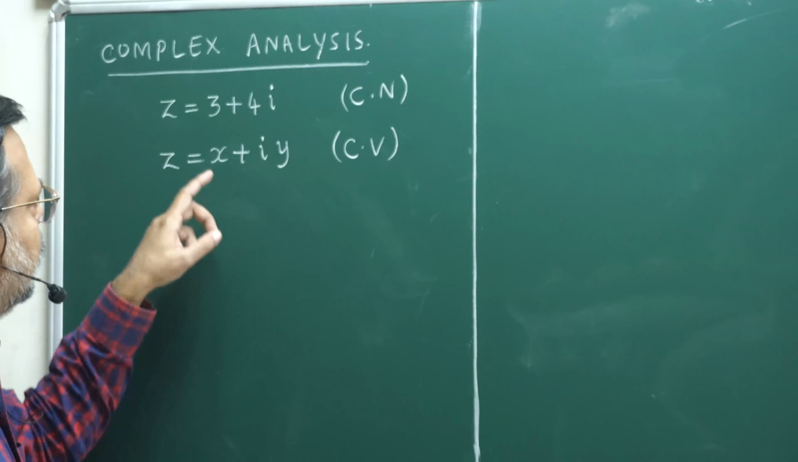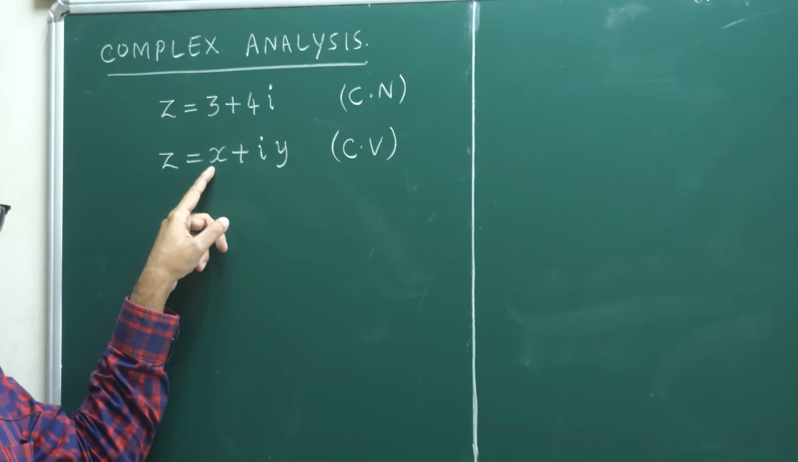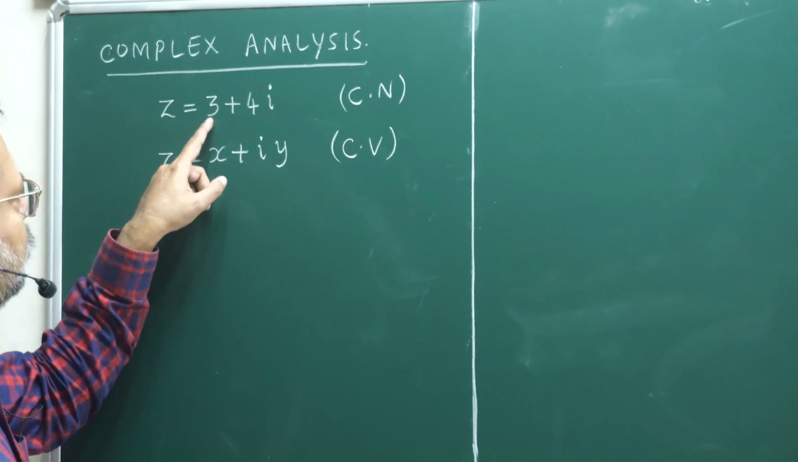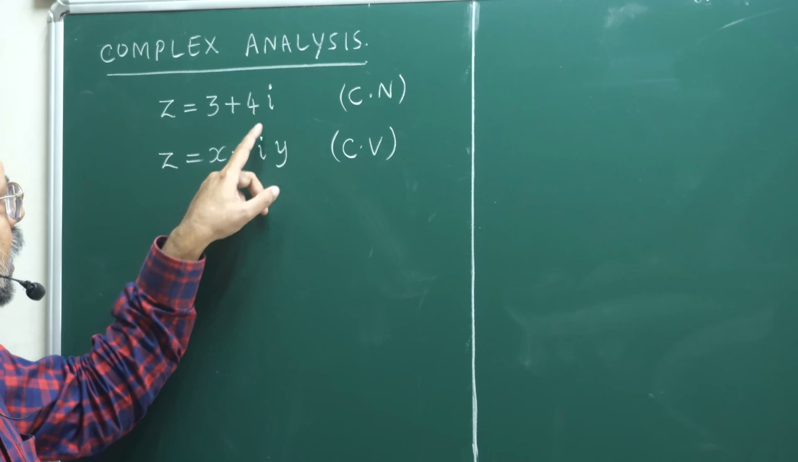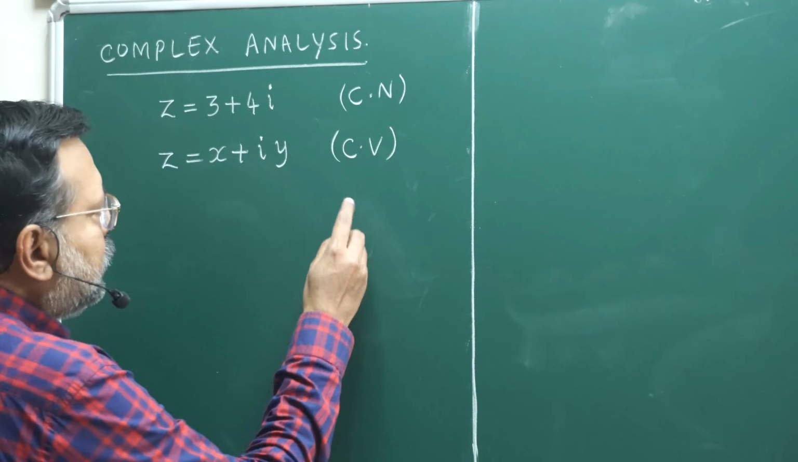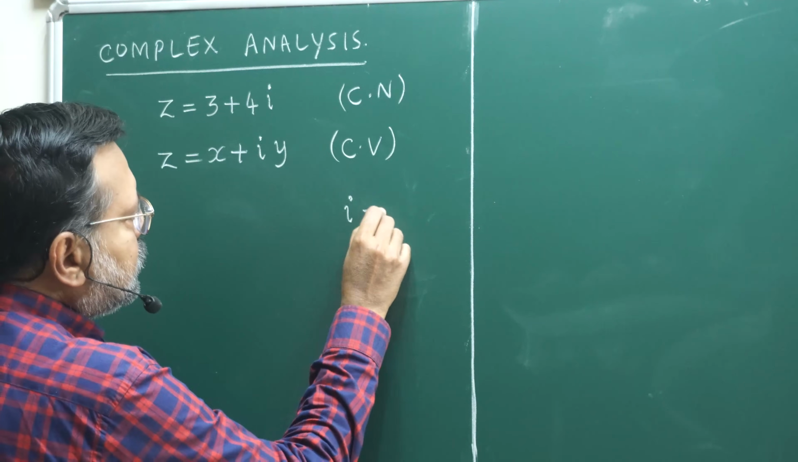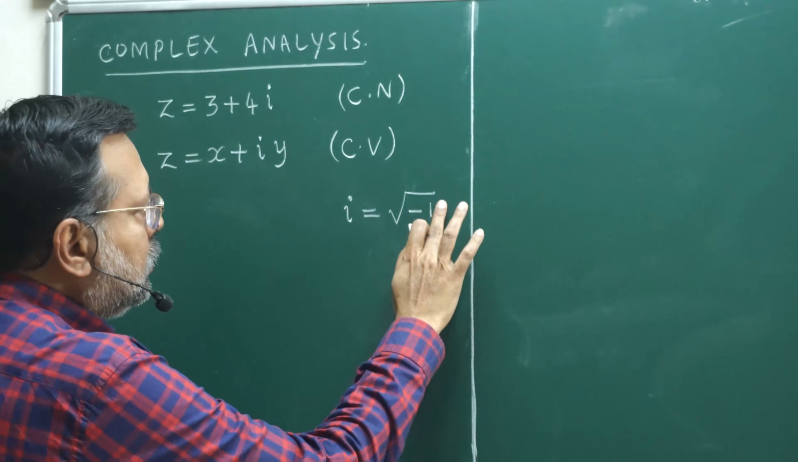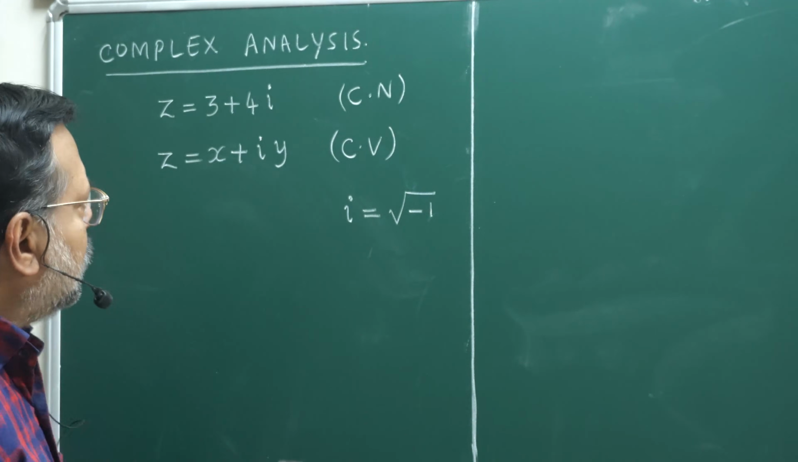However, if 3 is any variable, why only 3? We can also have 7 or 9, right? So instead of 3, I can put some x here. i is the square root of minus 1. That's a complex number you have. In this expression, i is nothing but the square root of minus 1, which we call the imaginary number.